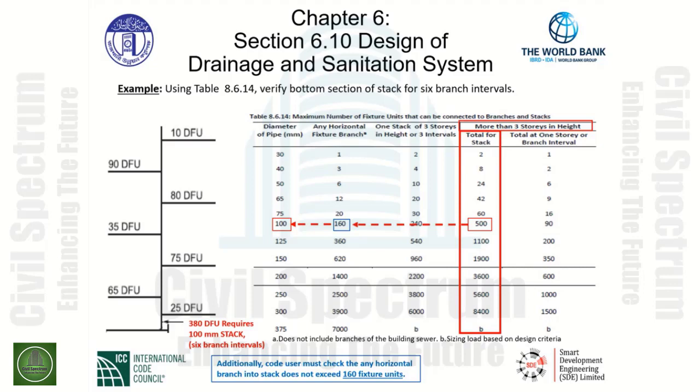So far, so good. Now we move further to the left all the way to the first column and properly size the diameter of pipe. Our lowest pipe on the stack is 100 millimeters, accordingly carrying all 6 branch intervals to that portion of the stack.